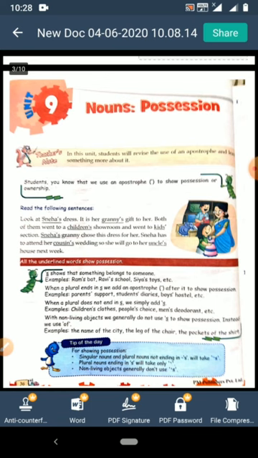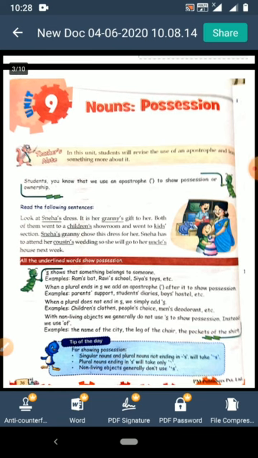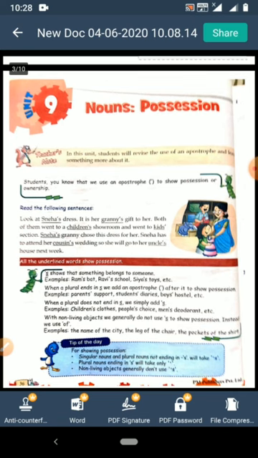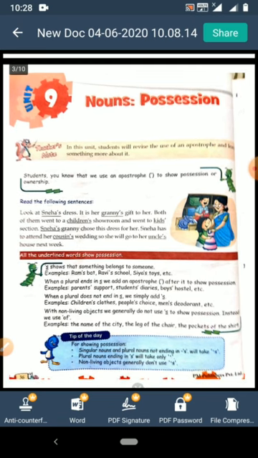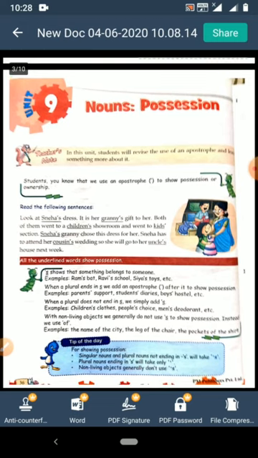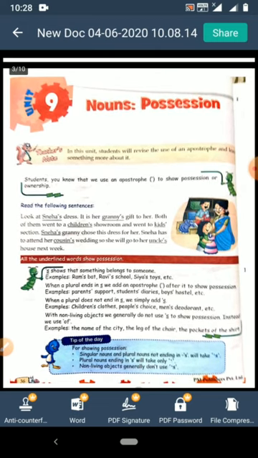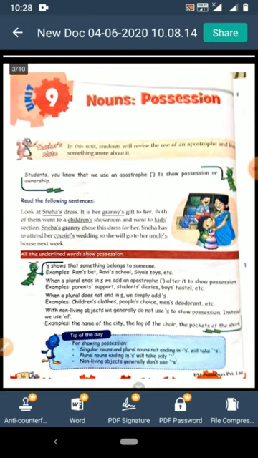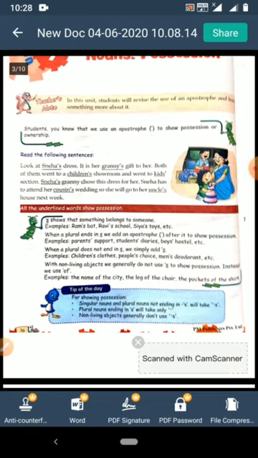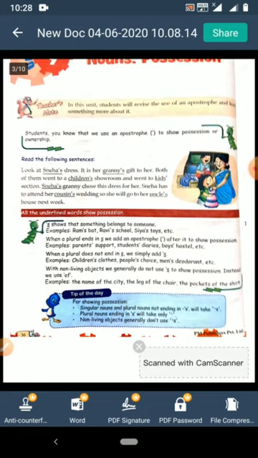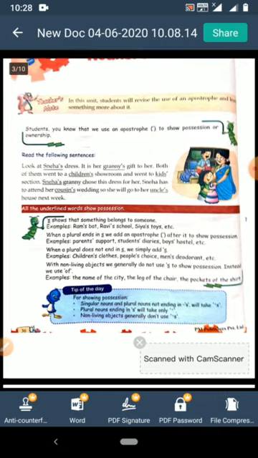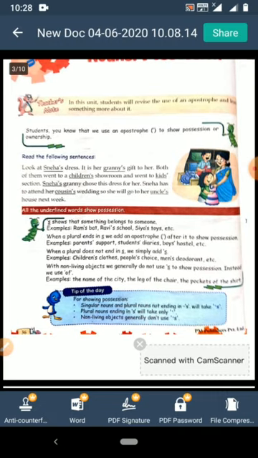Sneha has to attend her cousin's wedding. Whose wedding? Whose cousin? Sneha's cousin's wedding. The word cousin has got an apostrophe and S. So she will go to her uncle's house next week. Whose uncle? Her uncle means Sneha's uncle. Now, all the underlined words show possession. Apostrophe S shows that something belongs to someone. Example, Ram's pet, Ravi's school, Sia's toys, etc.